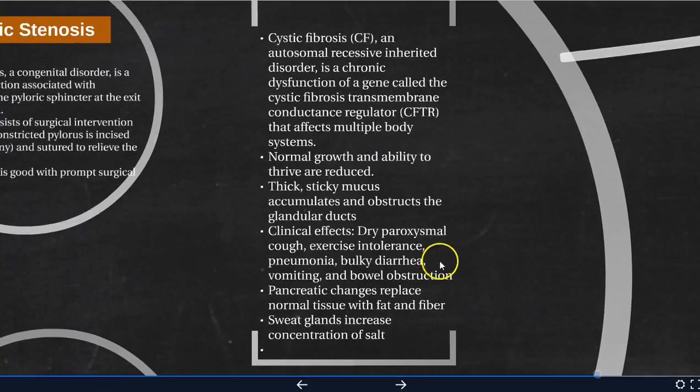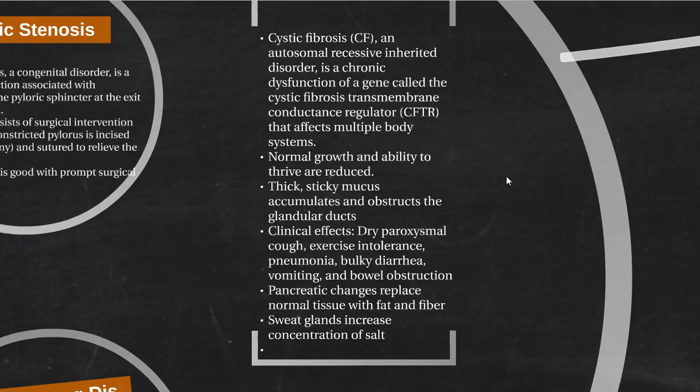Then last up, we have cystic fibrosis, and cystic fibrosis is an autosomal recessive inherited disorder. It's a chronic dysfunction of a gene called the cystic fibrosis transmembrane conductance regulator, which is CFTR for short, that affects multiple body systems. So normal growth and ability to thrive are reduced in kids with cystic fibrosis. They develop thick, sticky mucus that accumulates and obstructs the glandular ducts. So it obstructs all of their stuff.